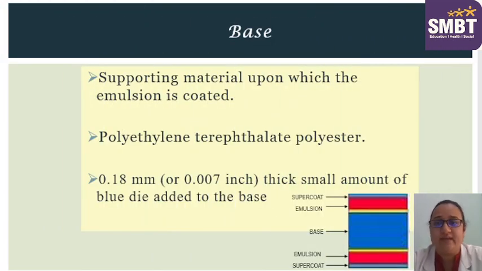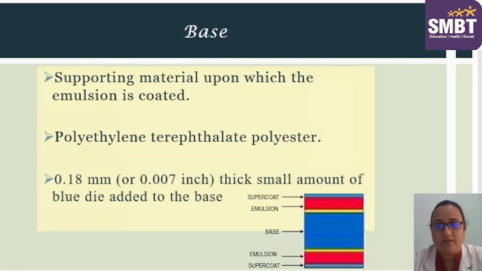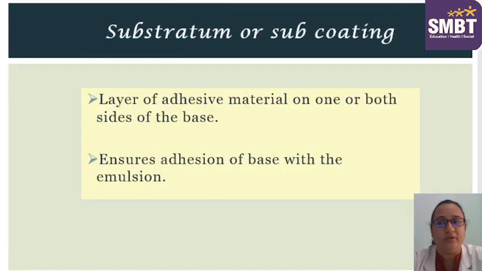What is a base? Base is a supporting material upon which the emulsion is coated. It is mostly made up of polyethylene terephthalate polyester. Its thickness is approximately 0.18 mm and it has a blue tinge dye in it. Then there is a subcoat or substratum which serves as an adhesive material, which may be present on one or both sides. It helps in adhesion of the base to the emulsion.